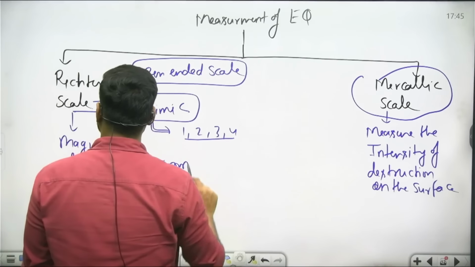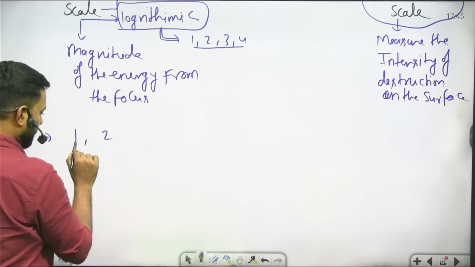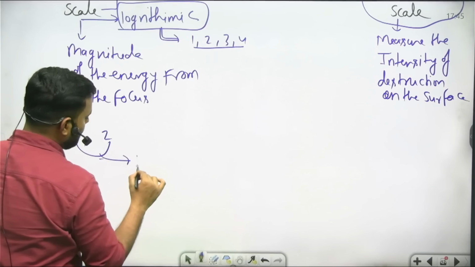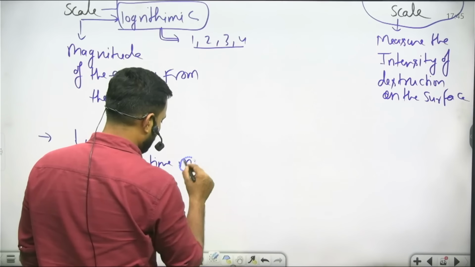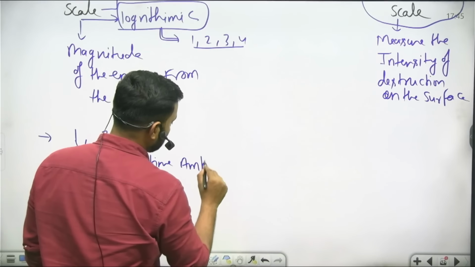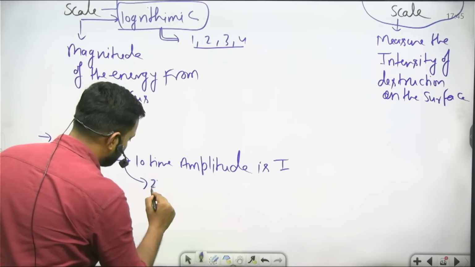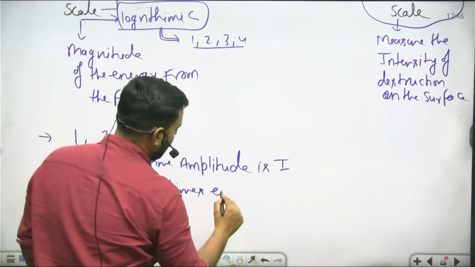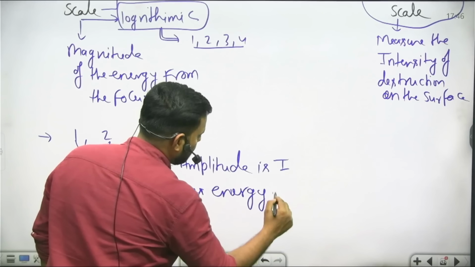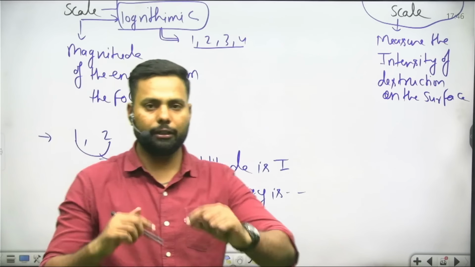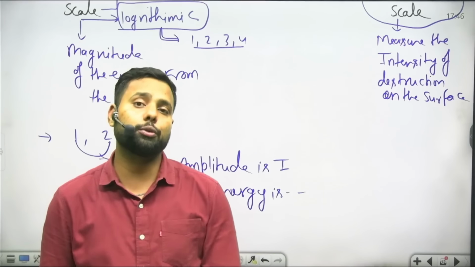This is the scale where, imagine 1 to 2, when increasing each number from 1 to 2, 10 times amplitude, not magnitude, 10 times amplitude is increased, and 32 times energy is increased. ठीक, तो क्या पता चल रहा है कि when the number from 1 to 2 or 2 to 3 is increasing, 10 times amplitude is increasing and 32 times energy is increasing.